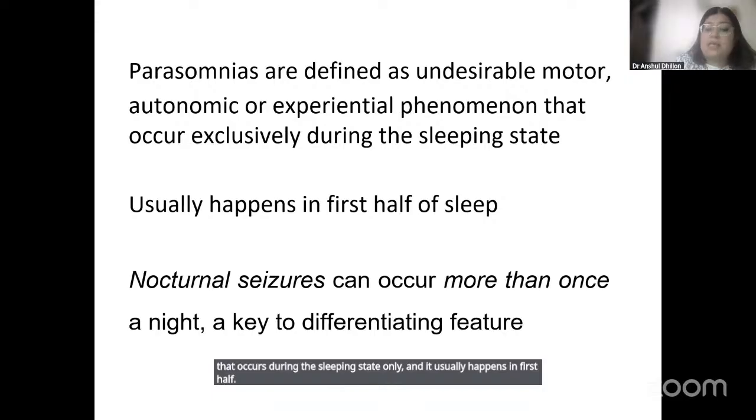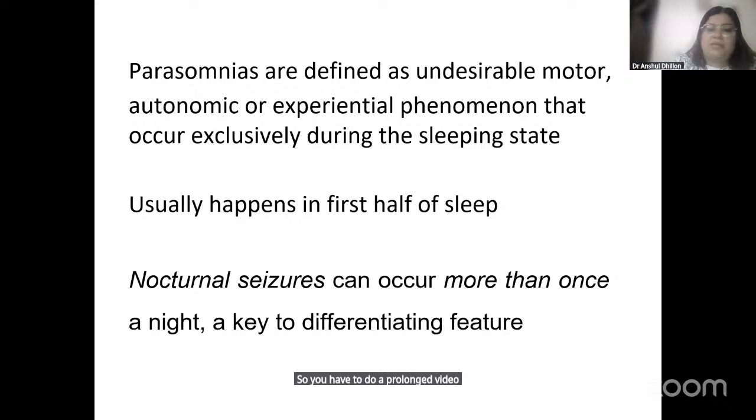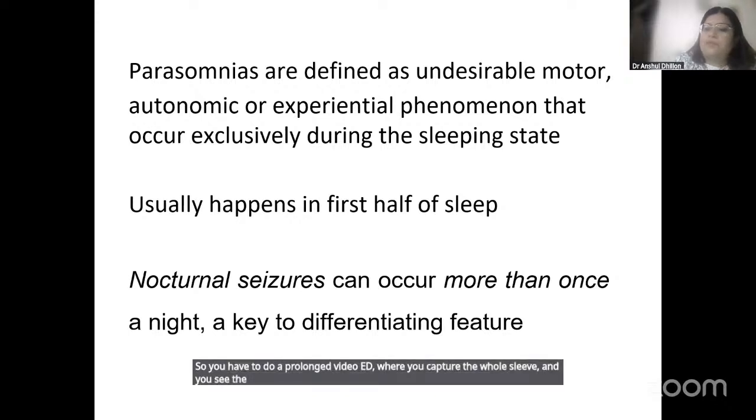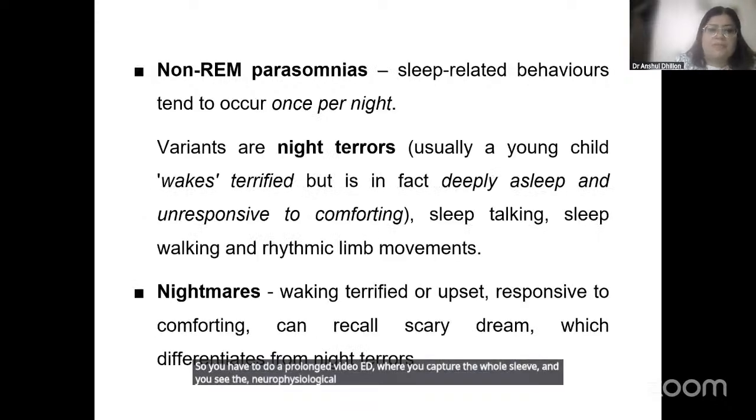Nocturnal seizures can occur more than once a night, and that is a key differentiating factor, but it is sometimes very difficult to differentiate whether we are dealing with epileptic activity or not. So you have to do a prolonged video EEG where you capture the whole sleep and see the neurophysiological correlation of the movements.